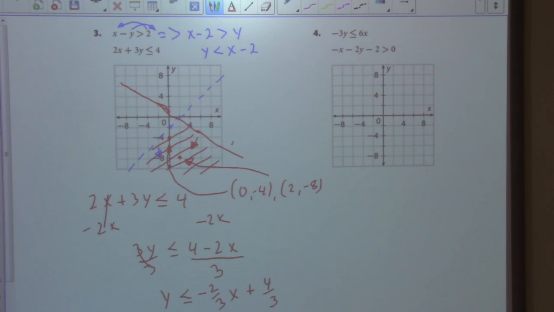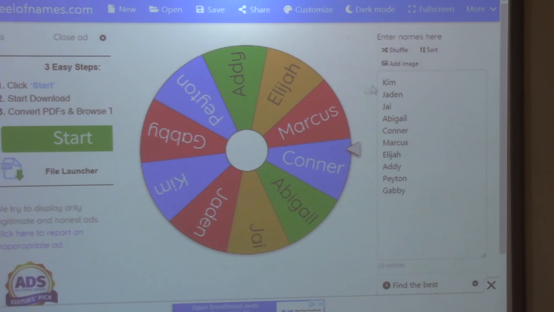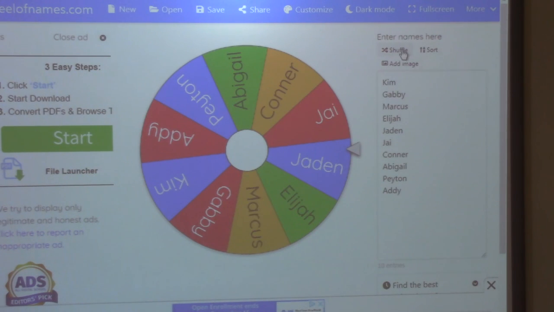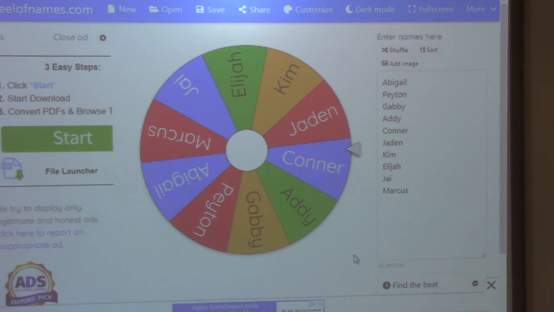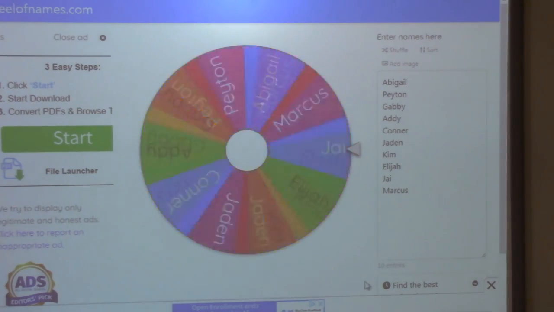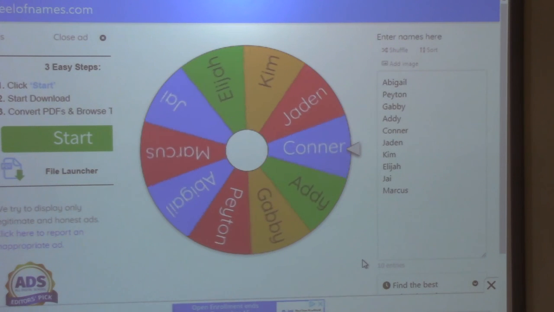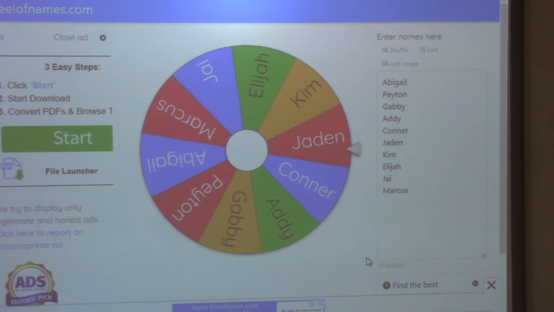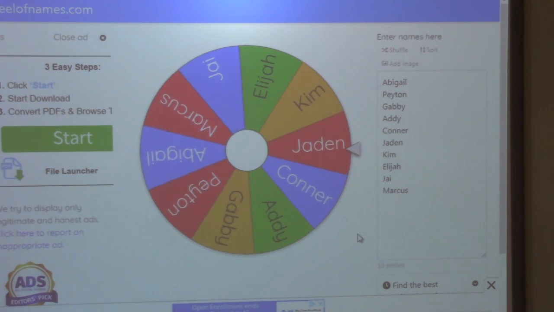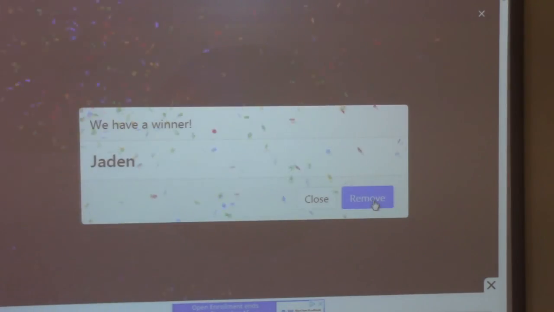Let's see what we got here. Okay, let's shuffle 2, 3, 4 more times. Here we go. Jada. Okay, Jada, we got you here.